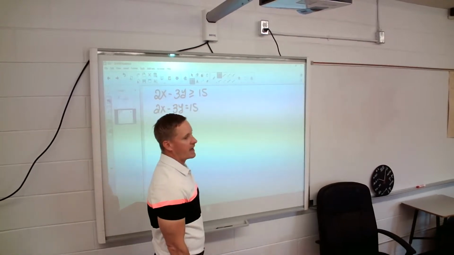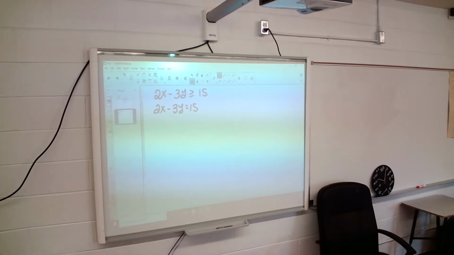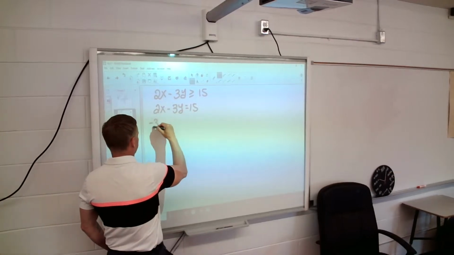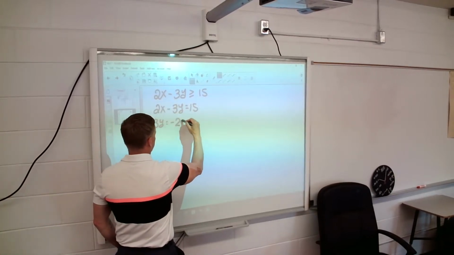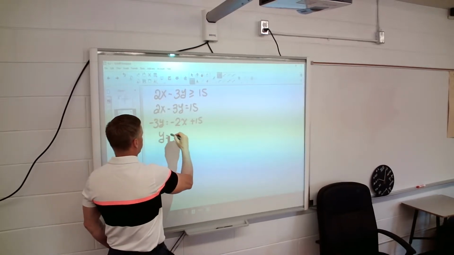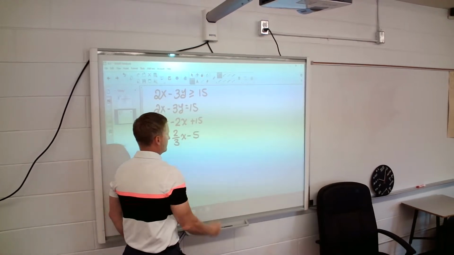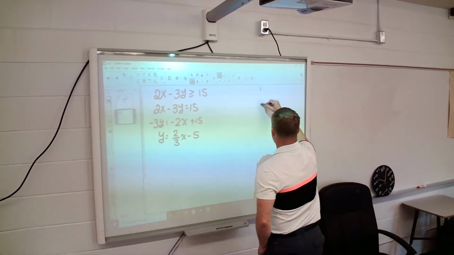Last time I used the intercepts. I can use the intercepts again if I want, but I'm going to have a decimal here. So I'm not going to use the intercepts. I'm going to use y equals mx plus b. So I'm going to subtract 2x. Divide by negative 3. And graph.